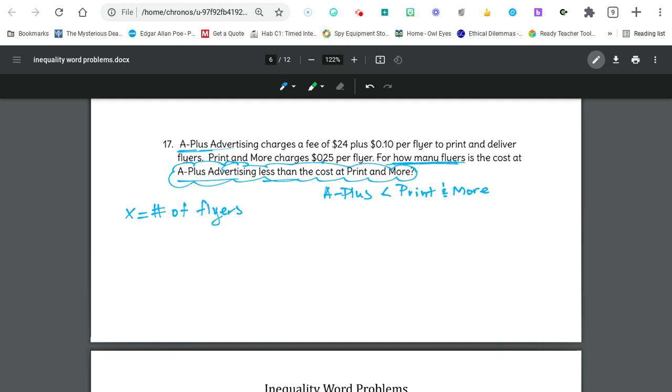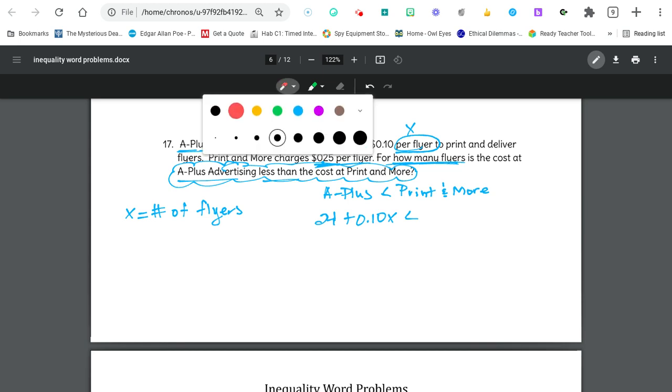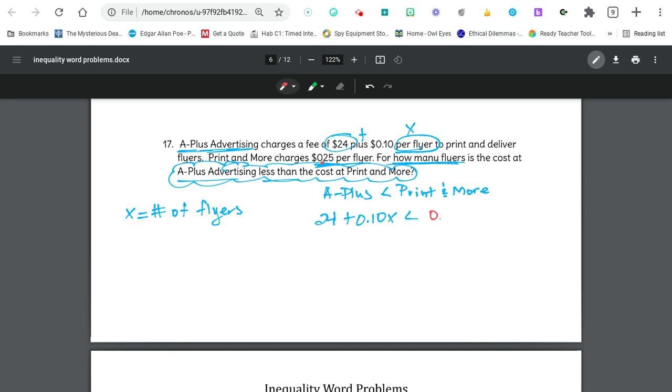So let's work on A plus. They charge $24 plus 10 cents per flyer to print and deliver. That would be my x. So 10 cents x, less than, what does Printing More charge? Just 25 cents per flyer. There's no base rate. Let me put that decimal right here. That's going to be x too.